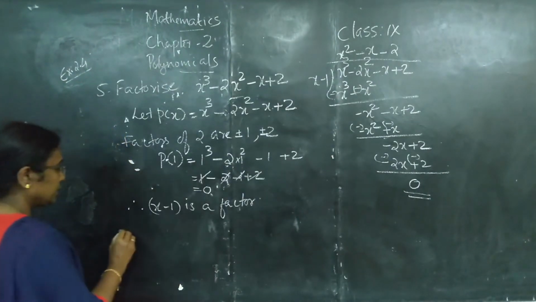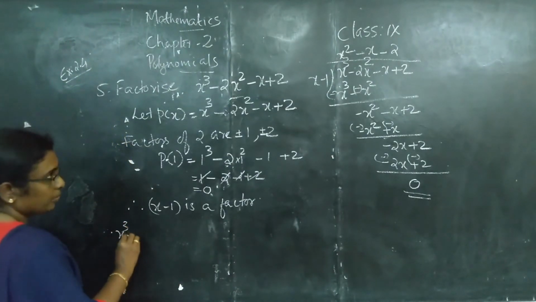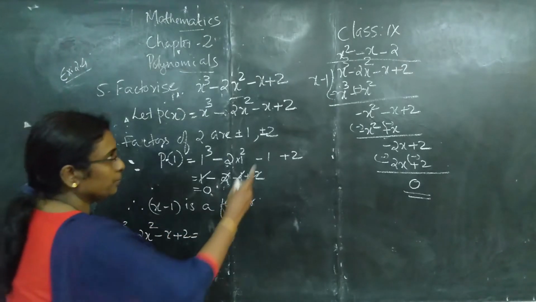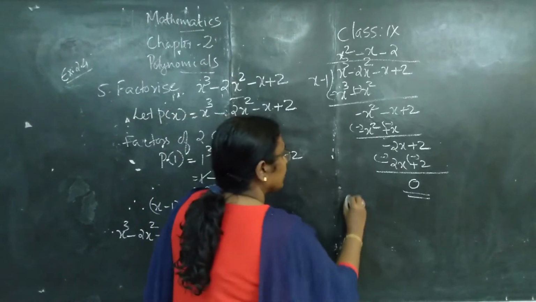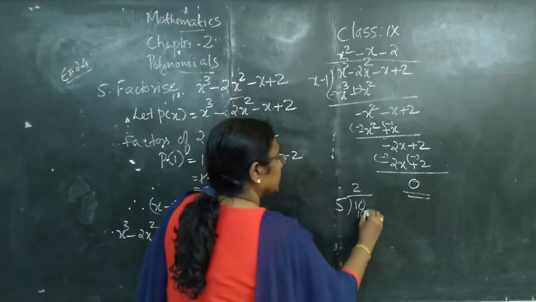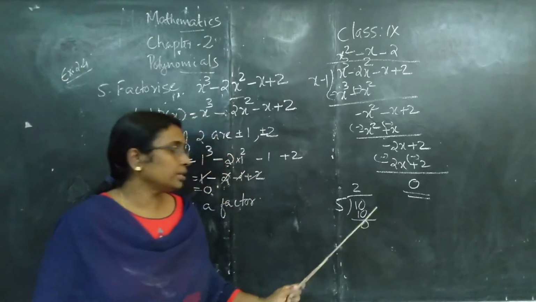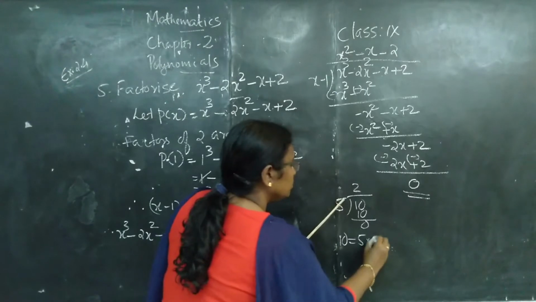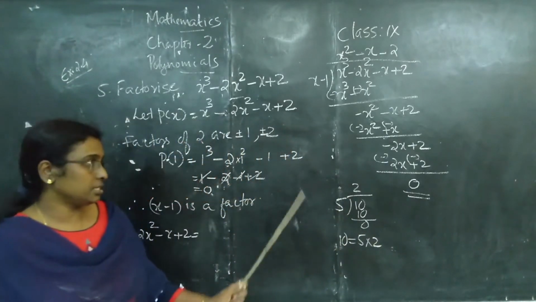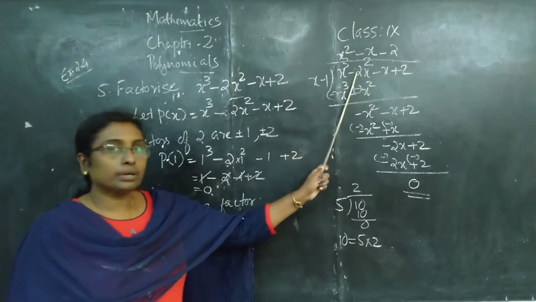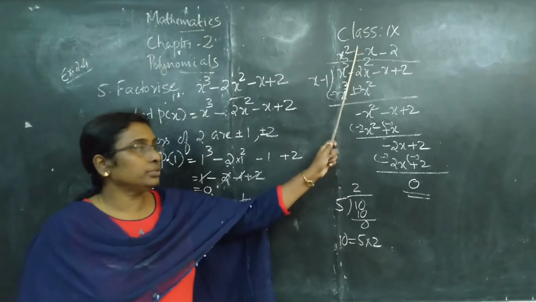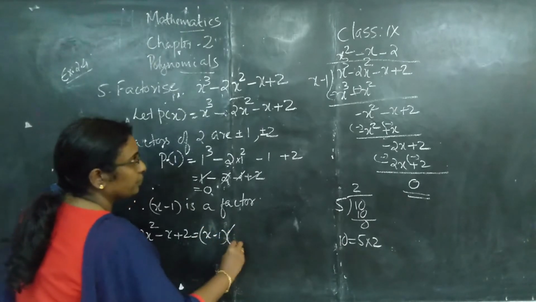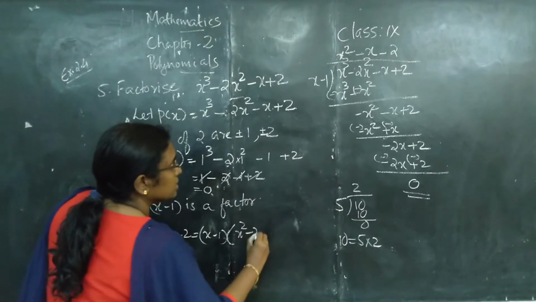Therefore we can write x cube minus 2x square minus x plus 2 equal to, that is, if we divide 10 by 5, we get the quotient 2 and remainder 0. So 10 can be written as 5 into 2. So 5 and 2 are factors. Similarly, this polynomial equals x minus 1 into this quadratic polynomial, x minus 1 into x square minus x minus 2.